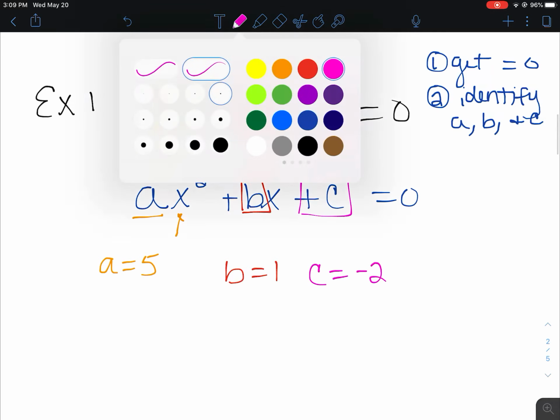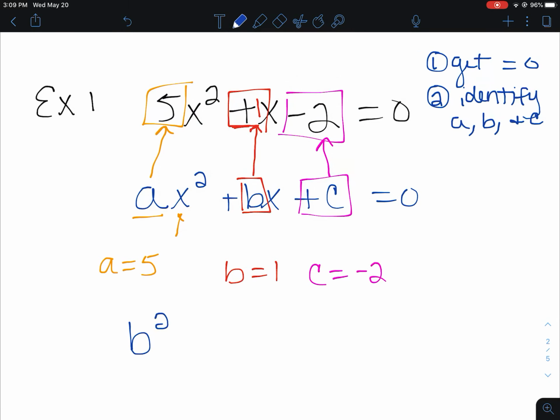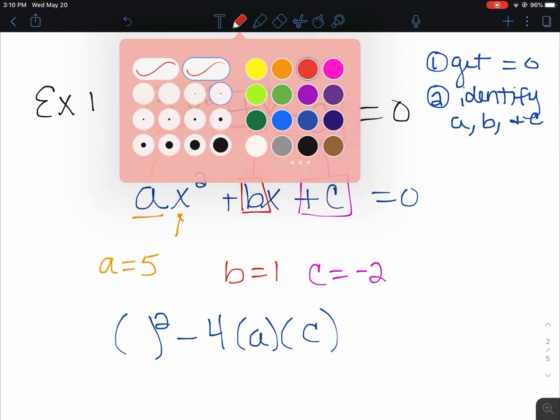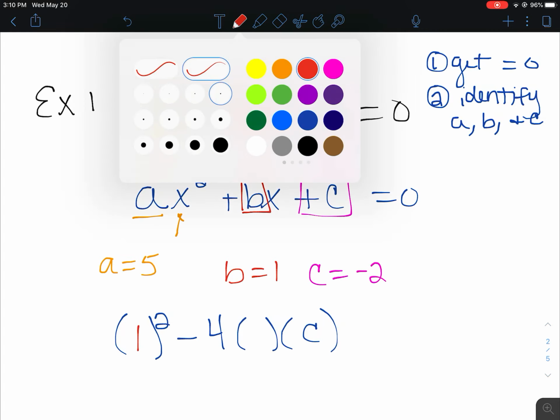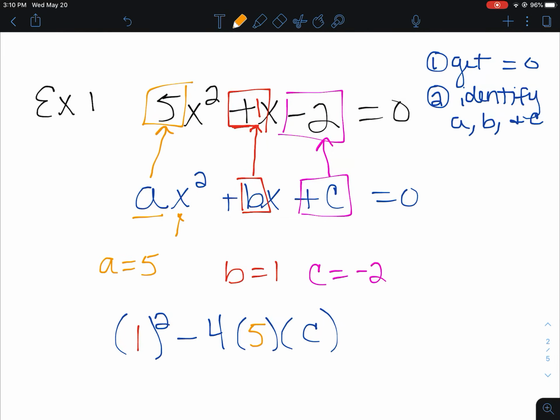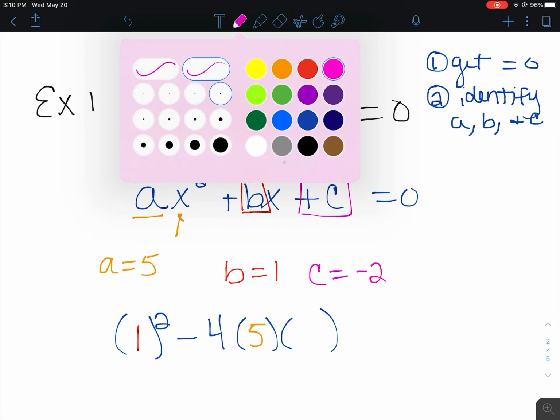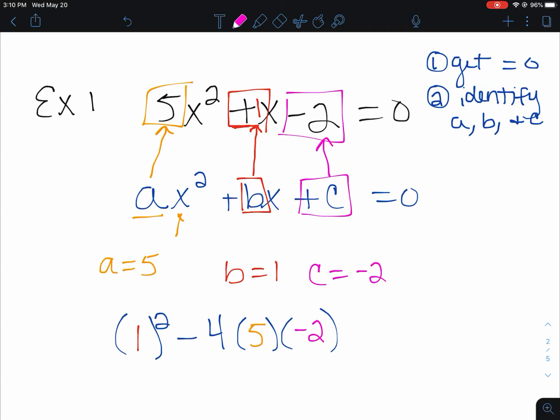All right. So now we're going to fill in our discriminant and simplify it. In order to do that, I need to substitute in the numbers that I have for a, b, and c. So first thing is b squared, and we said b is 1. So I'm going to replace b with 1. Then we have the minus 4, which is always there. Then we have times a, and a we said is 5. And then times c, and c we said is negative 2.